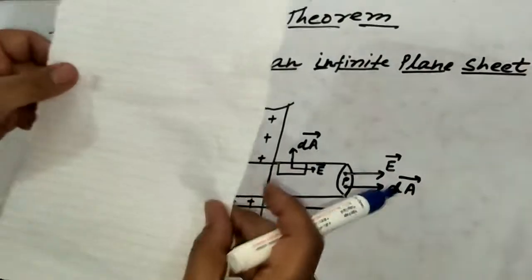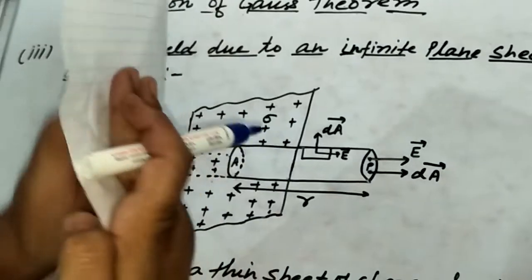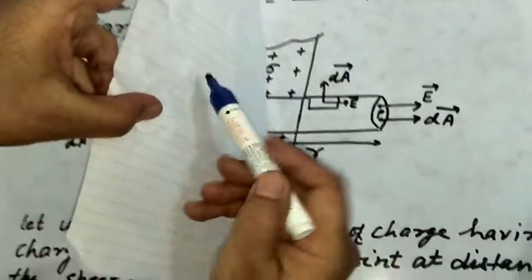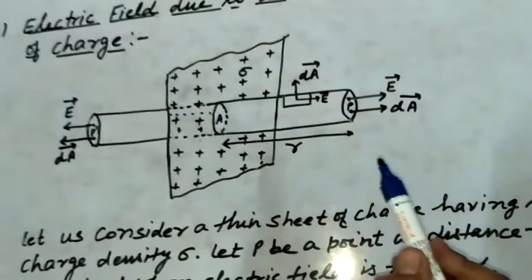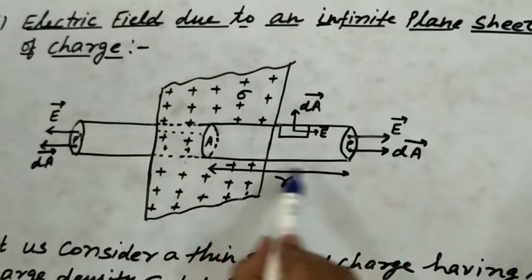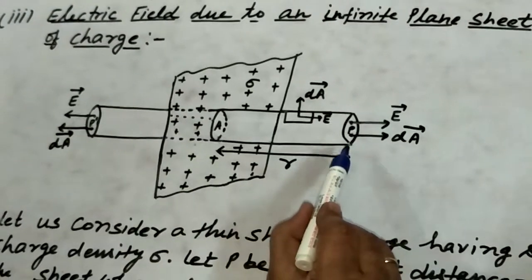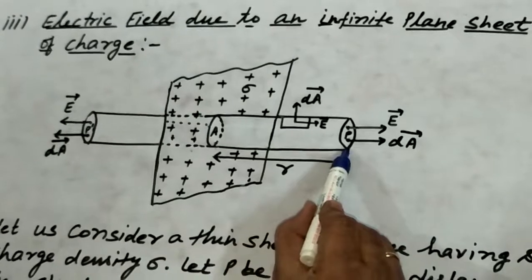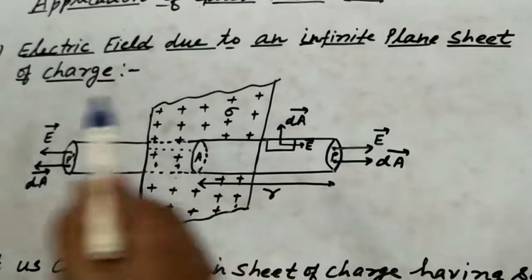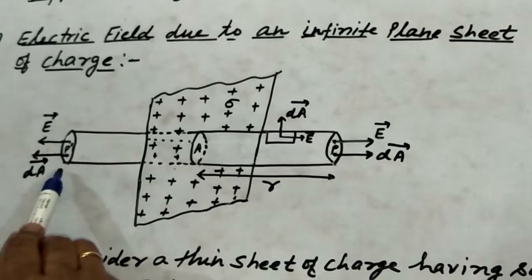Suppose this is a sheet of charge, and the charge given to the sheet is distributed throughout its surface. Our aim is to find the electric field due to the sheet at distance r from it. For this purpose, let us consider P to be a point at distance r from the sheet where the electric field is to be calculated. Symmetrical to the point P, we can also consider a point P dash on the other side of the sheet at distance r from it.